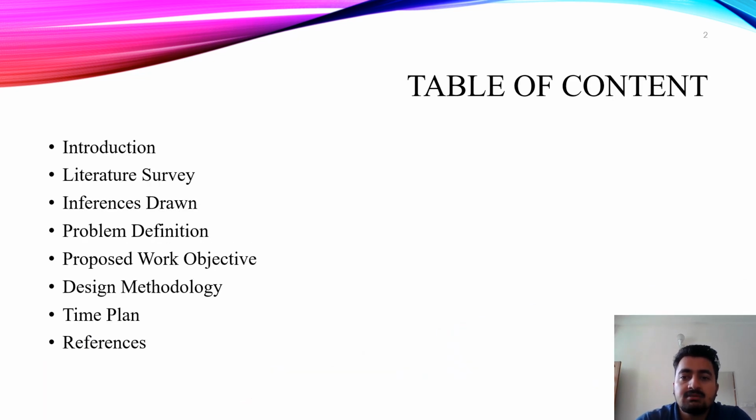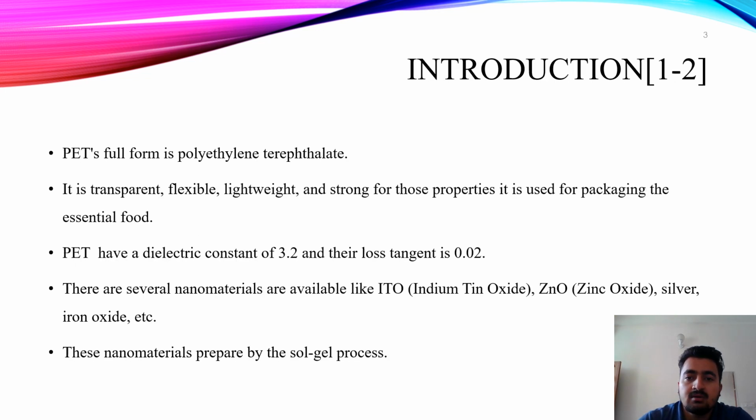Now, this is the table of contents: introduction, literature survey, inference drawn, problem definition, proposed work objective, design methodology, time plan, and then references. In the introduction part, generally PET is defined as polyethylene terephthalate, and it is flexible, transparent, lightweight, low cost, and strong.